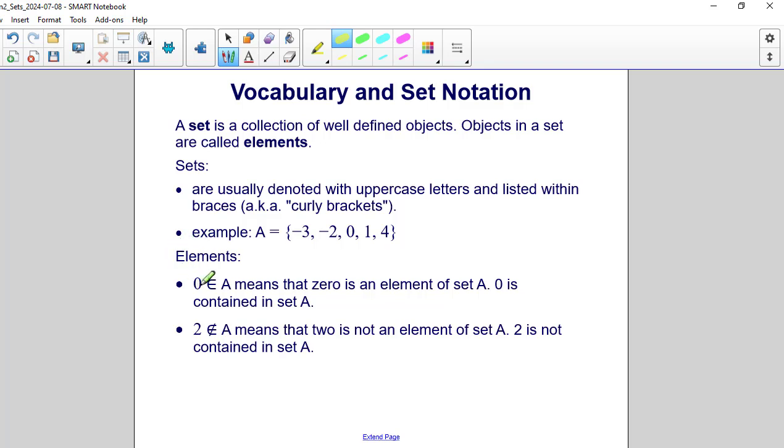This mathematical phrase right here means that 0 is an element of set A. 0 is contained in set A. When I go back up here and look at set A, I notice that 0 is contained within the set. This next mathematical phrase means that 2 is not an element of set A. 2 is not contained in set A. So when I go back up here and look at set A, I notice that 2 is not listed among these 5 numbers. So this phrase means that 2 is not an element of set A.